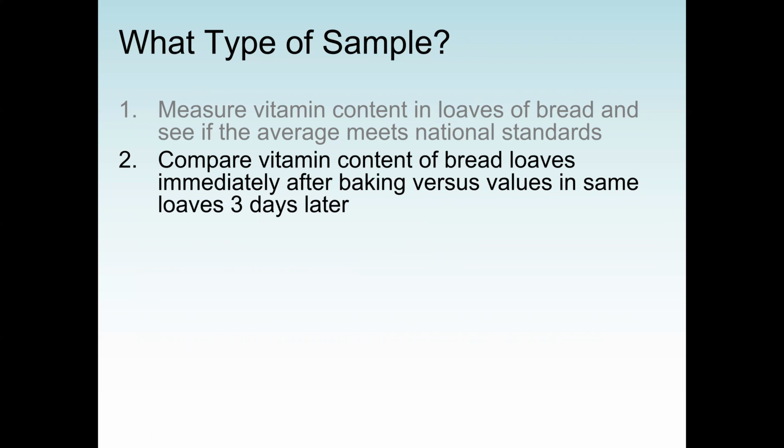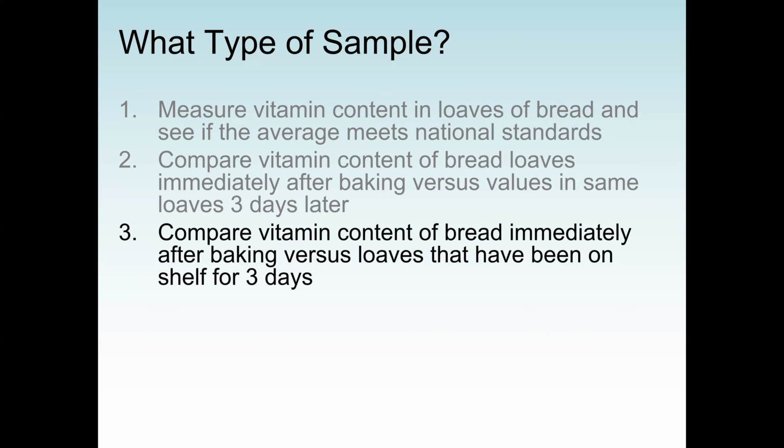Compare vitamin content of bread loaves immediately after baking versus values in the same loaf 3 days later. So this will be a dependent sample, or the term is paired sample. You can see that it's the same bread. We collect the vitamin content, then wait 3 days and collect the vitamin content data again. This is the same as the golf club: I use it today, it's new, tomorrow it's old, I use it again and compare the two data. So I have a pair, again, a dependent sample.